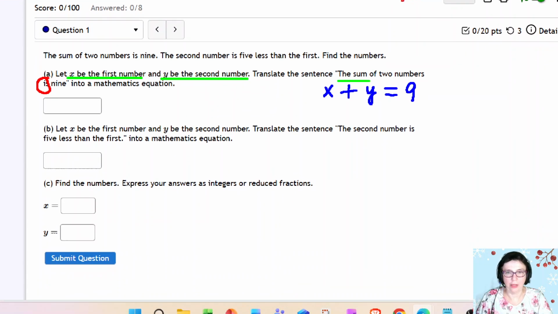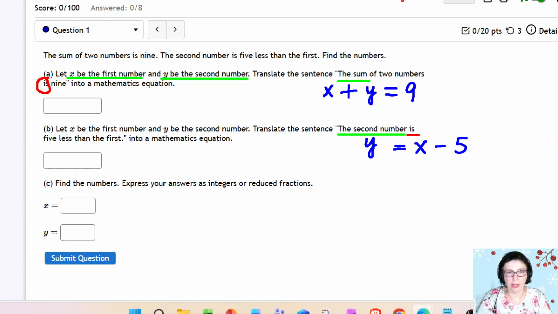Now let's look at the second equation. It says the second number. What's the second number? Well, y is the second number, right? So this is y. And then it says is, and remember, anytime we see that is, we translate it as an equal sign. And then it's 5 less than the first. So how do we find that? Well, we take the first and we subtract 5 from it to get 5 less, right? Okay, so this is our system of equations.